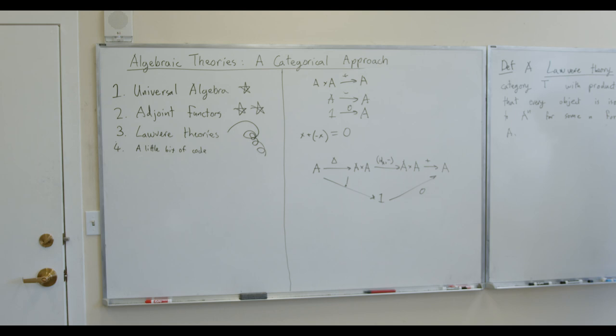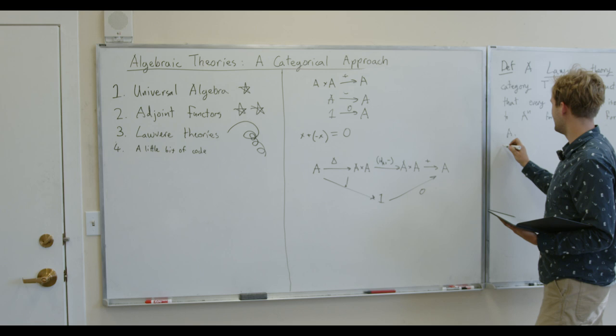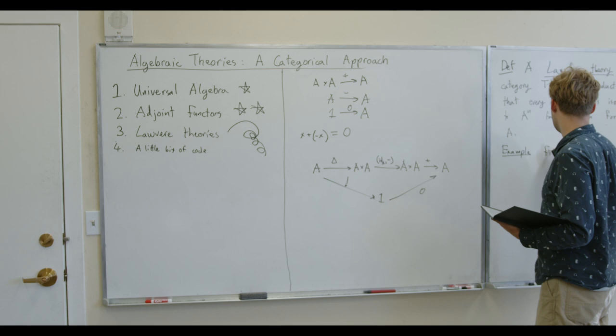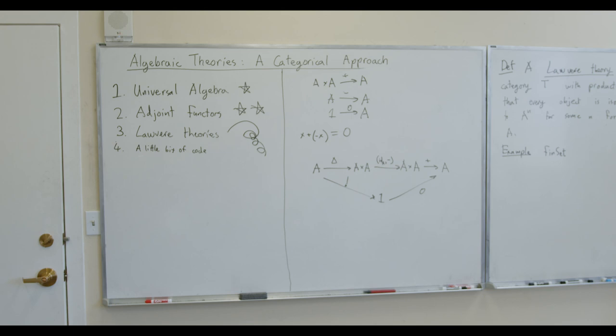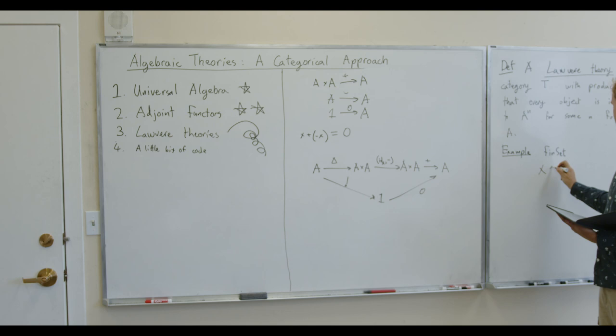And yeah, so, example. Thin set is not an example. In thin set, every object is isomorphic to the coproduct of one with itself that many times. So, x is isomorphic to the coproduct over x in x of 1.